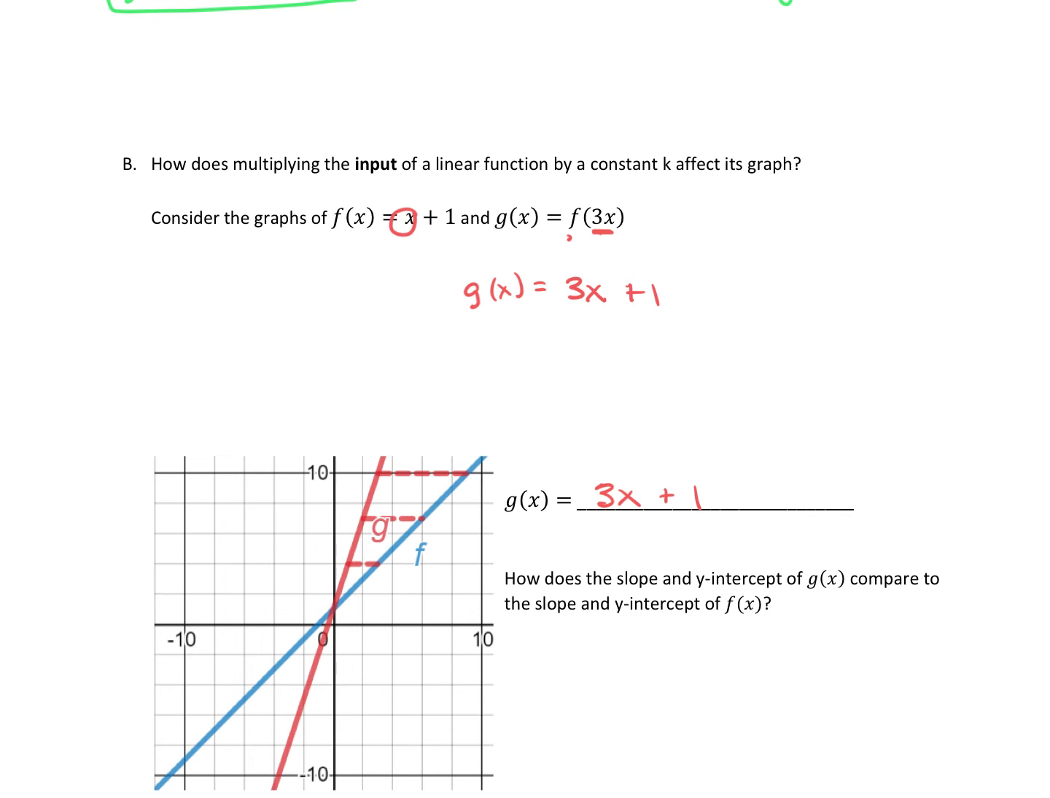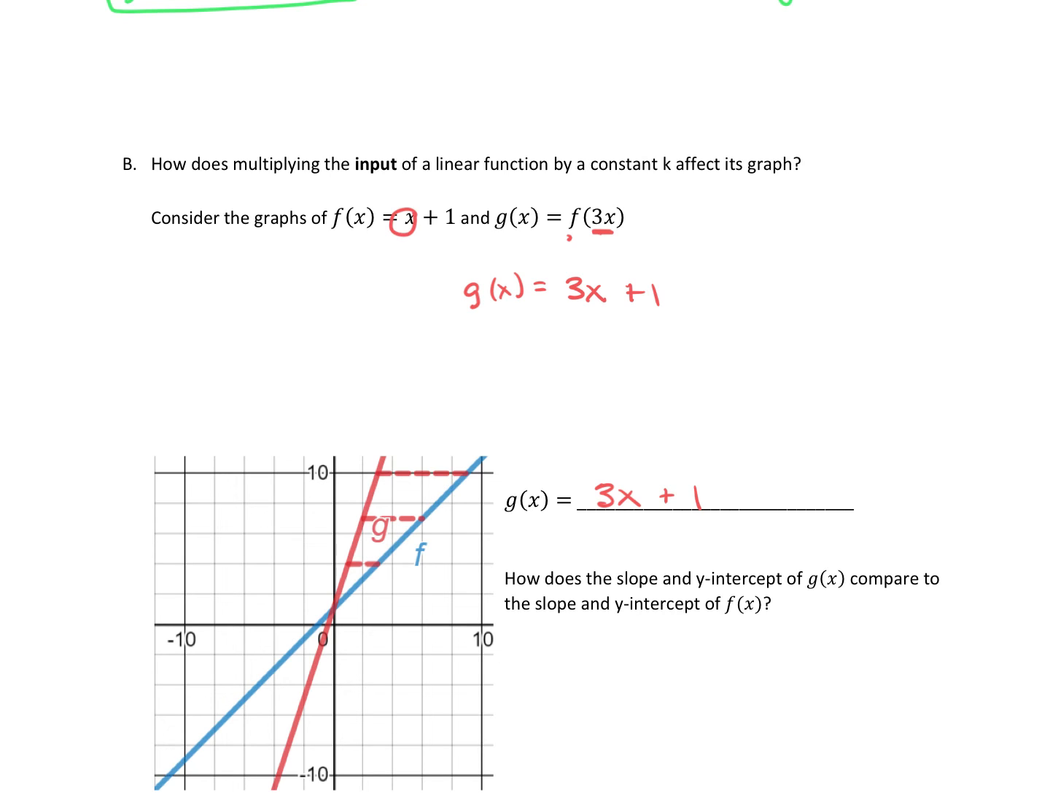So if we compare these graphs, our f of x function is x plus 1, so y-intercept of 1, slope up 1 over 1, up 1 over 1, up 1 over 1. Our g function has the same y-intercept, we're at 1, but our slope is 3x. So up 3 over 1, up 3 over 1, up 3 over 1.